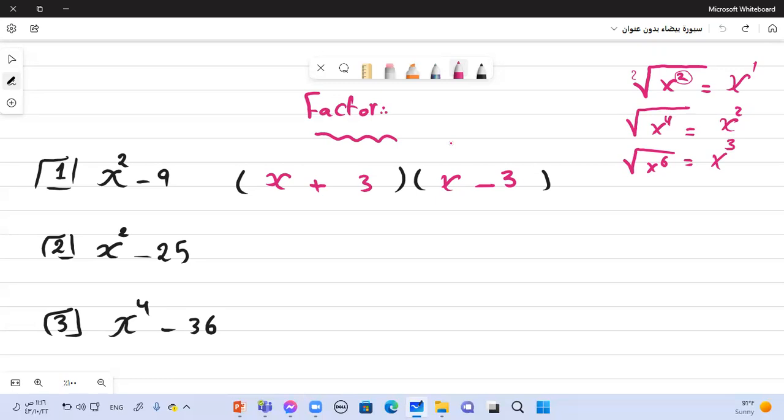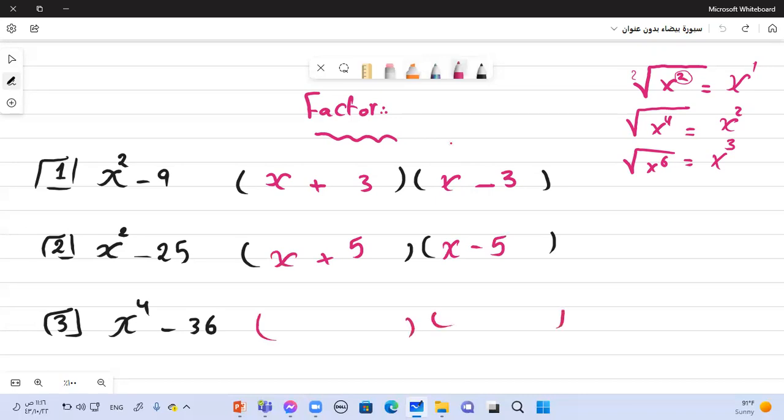Who can help me to solve this one? Yes, Sultana. This is x power of 2, x power of 2. Okay, it will be x plus 5 and x minus 5. Nice. Any problem? No.